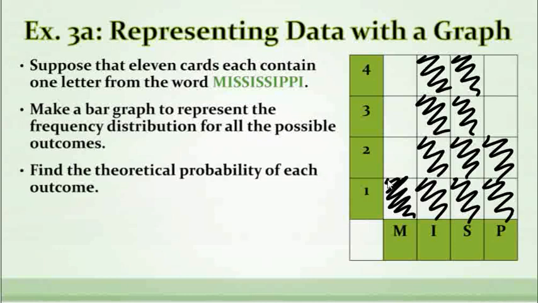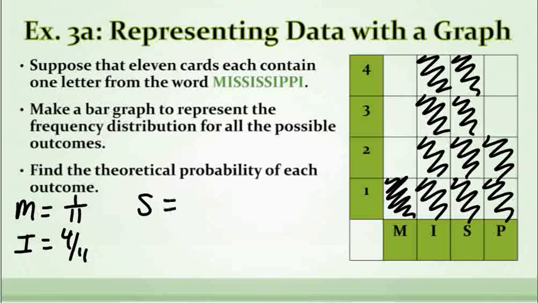There's our graph, the theoretical probability. So getting an M, we have 1 out of 11. The I's, we have 4 out of the 11. S's, we got 4 out of 11. And the P's, we have 2 out of 11. So if you were to put those cards in a hat, you have a better chance of picking an I or an S than you would with an M or a P.